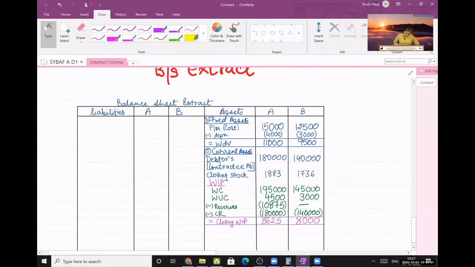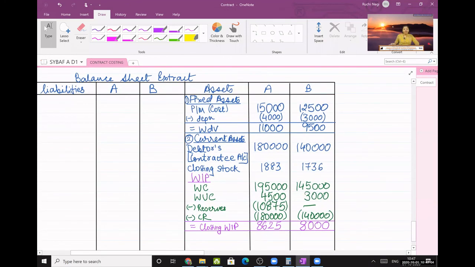Okay, so this is the asset side of presentation style in construction companies. For construction companies, fixed assets. Then second is investments, but investments nahi hai to chhod do. Then current assets. Data is a current asset obviously, so my contract is nothing but my data. And closing stock of raw material, then WIP. WIP is written in this format under AS 7, for certified, uncertified, less reserves, less cash receipt. Okay, that's it.